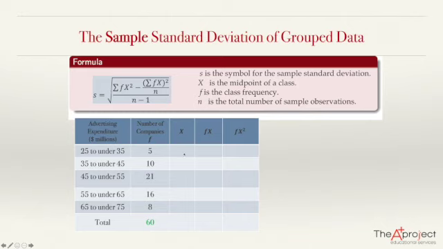So let's get the midpoint. Between 25 and 35, the midpoint is 30. You can add 25 plus 35, that is 60, divided by 2, 30.